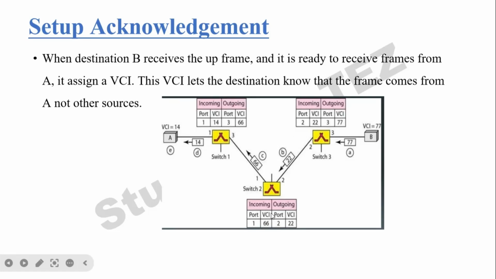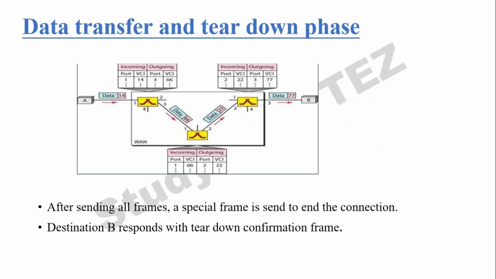So here only local addressing is used after the setup is done. For data transfer, you only look into this VCI, and nowhere here is global addressing considered after the setup phase. So that is how the data transfer shall happen. Once you see the port number and the VCI, you know what the output port is and what VCI you have to change. That is the way it is done, and all the frames shall follow the same path. And once all the data has been transferred, the data teardown process has to happen.